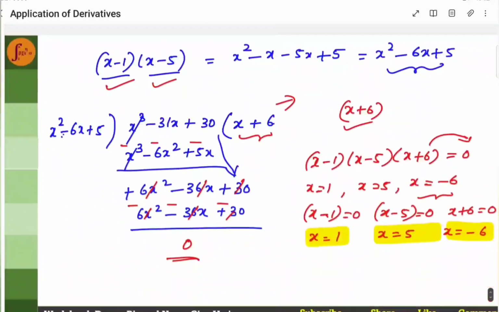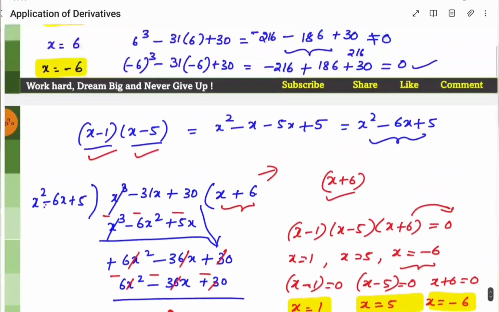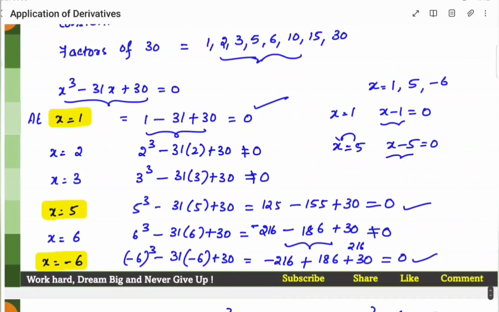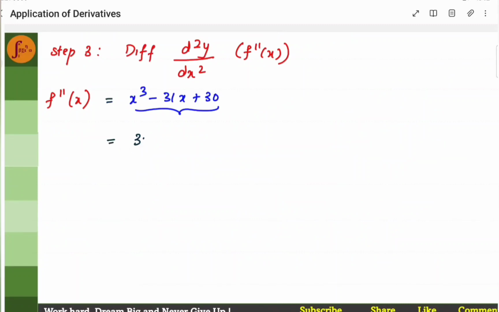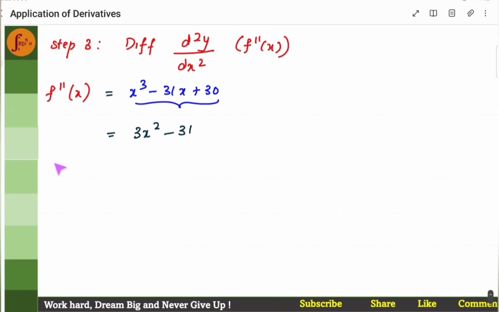So let's go to step 3. What is step 3? Double differentiate, right? So you have to find d square by dx square or f double dash of x. So for f double dash of x, let's take the first order derivative, this one. So now I'll differentiate this again. So I'll get 3x square minus 31, right? Simple. Now I'll have to figure out max minimum. I have to find out if the function is maximum or minimum or neither.